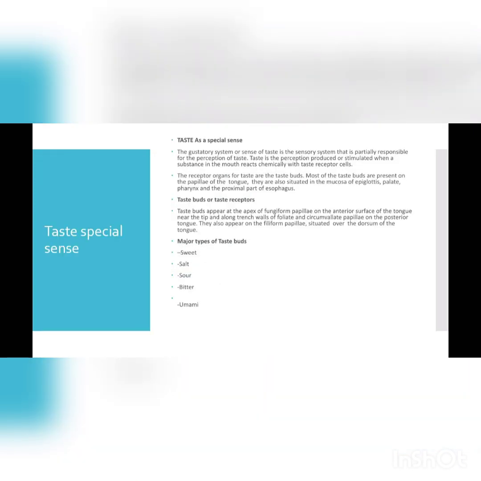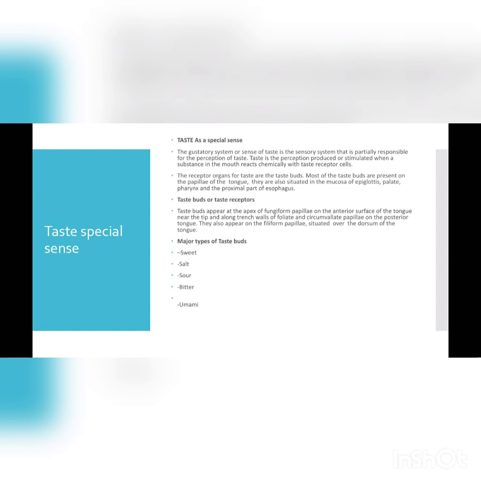So the taste, also known as the gustatory system or the sense of taste, is partially responsible for the perception of taste. Taste is a perception produced or stimulated when a substance in the mouth reacts chemically with the taste receptors. These taste receptor cells are also known as the taste buds.